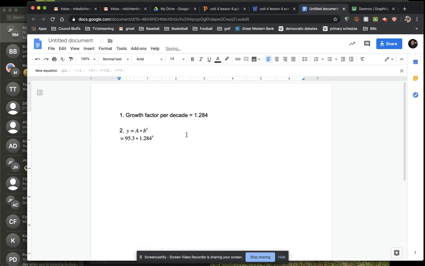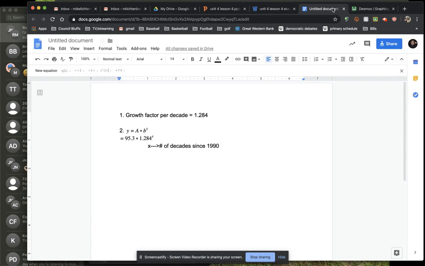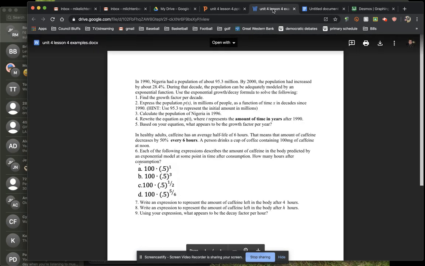The important thing to realize, though, in this one is that the x value in this case is the number of decades. The number of decades since 1990, as it said in the question. X in decades since 1990. So that's an important thing to realize as we move forward in future examples.